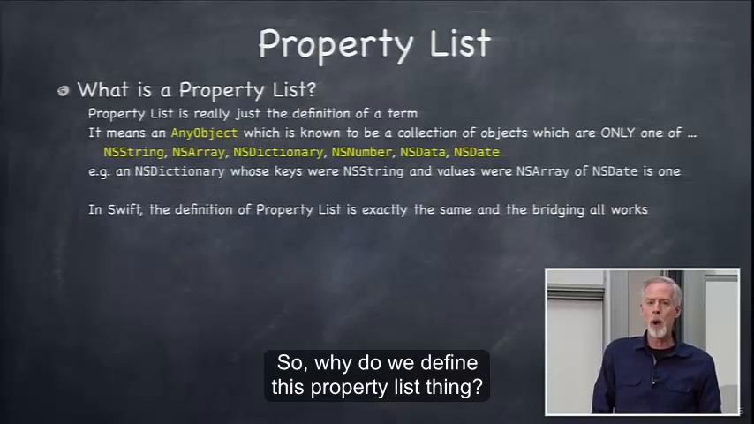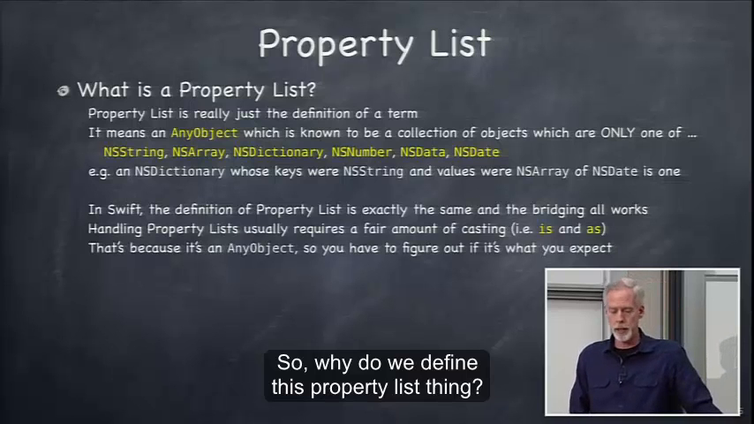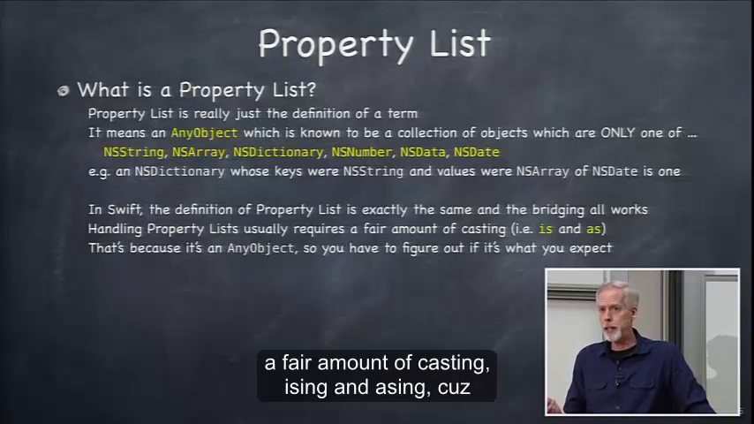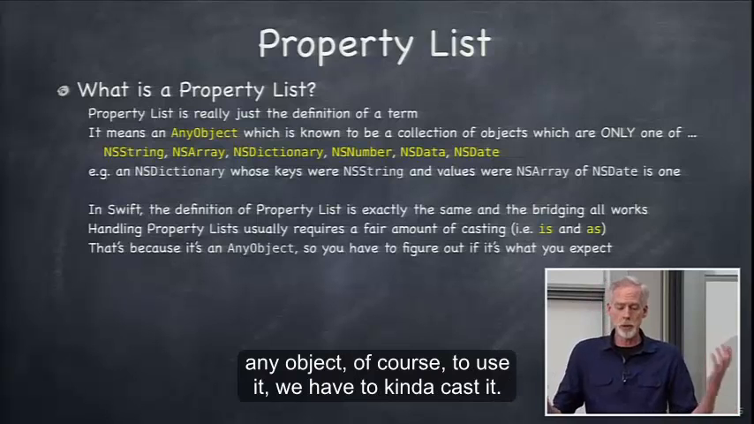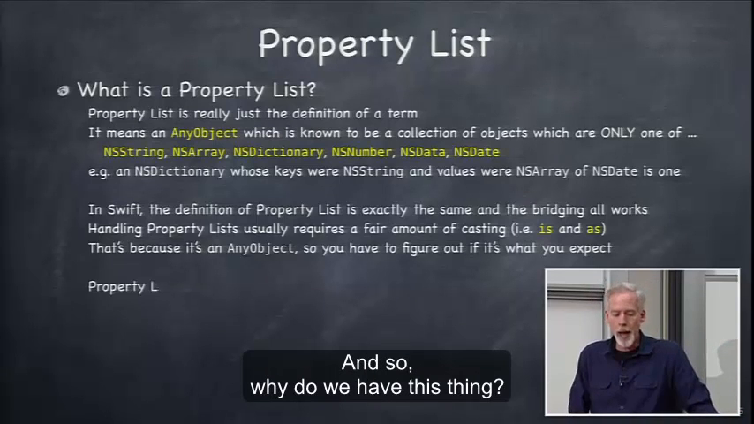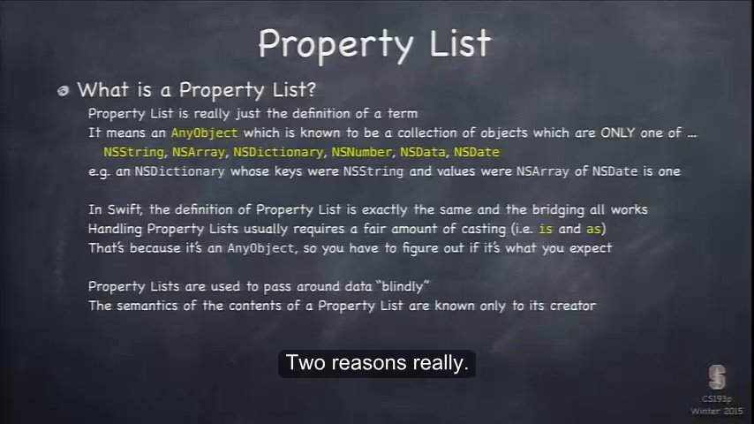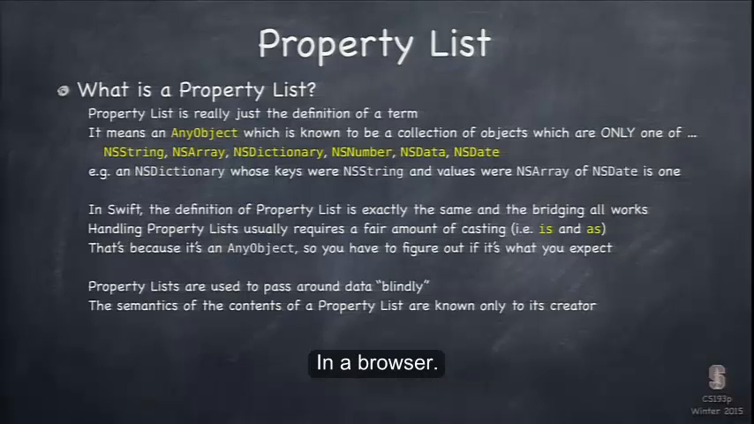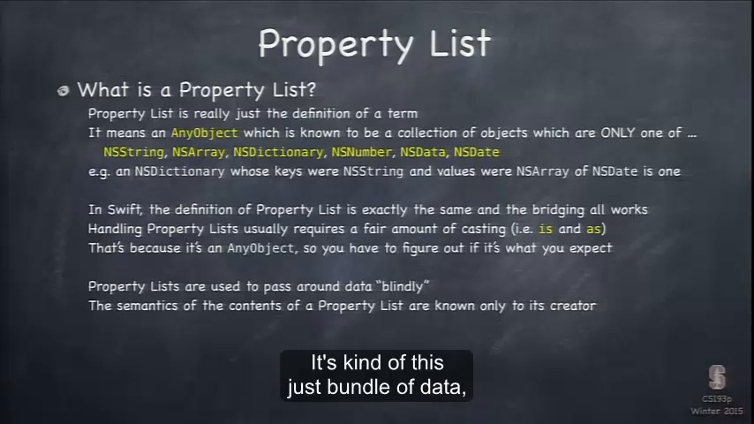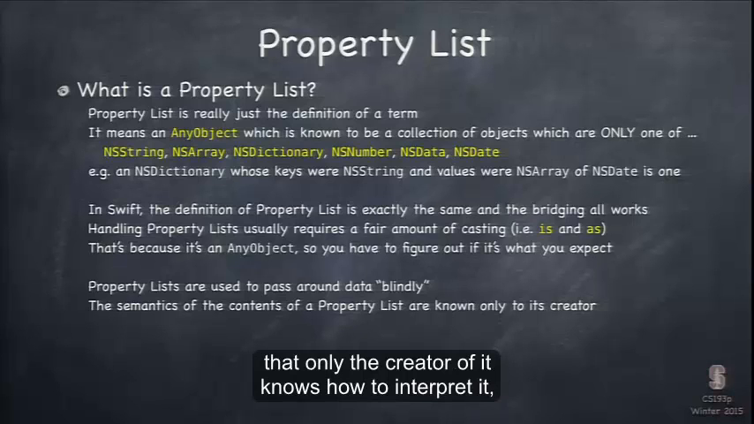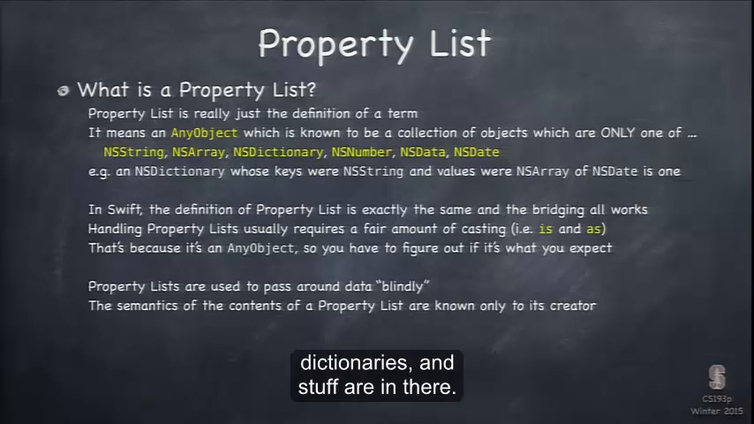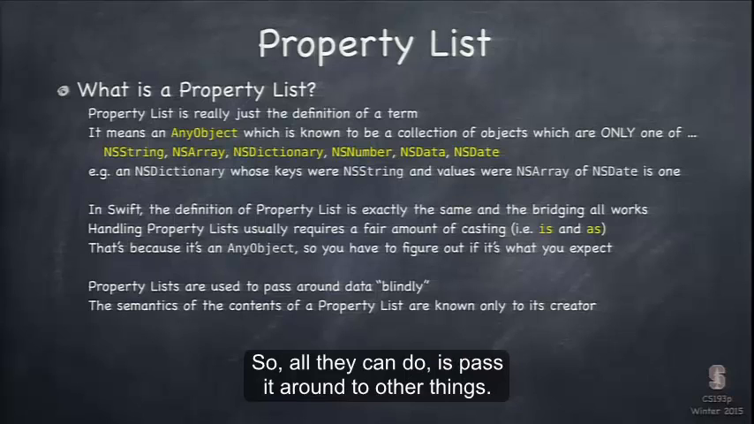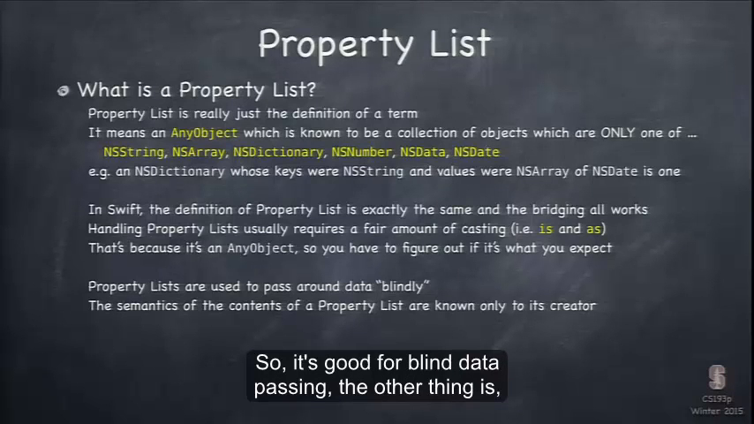So why do we define this property list thing? It's an AnyObject. It's kind of unwieldy because you have to do a fair amount of casting, ising, and asing, because to use AnyObject, of course, we have to cast it. And so why do we have this thing? Two reasons, really. One, property list is used to pass data around blind. It's like a cookie in the browser or something. It's kind of this bundle of data that only the creator of it knows how to interpret, because only they know what strings, arrays, dictionaries, and stuff are in there. But to everyone else, it just looks like AnyObject, so they don't know what it is. So all they can do is pass it around to other things. So it's good for blind data passing.